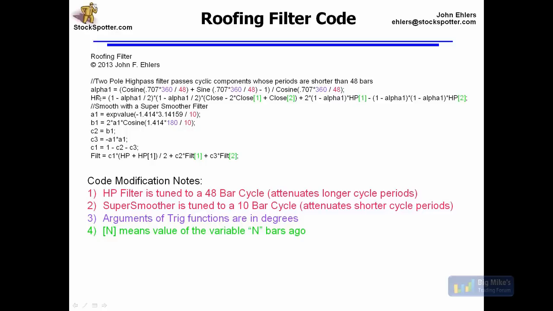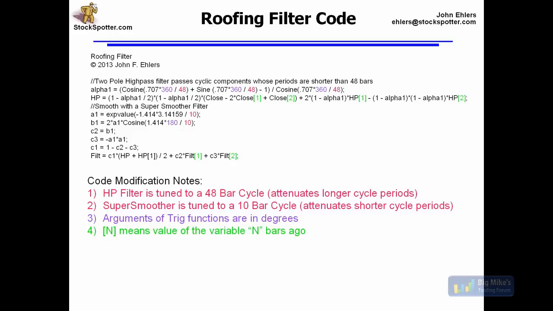Then I simply take that and compute a super smoother on the high pass. This is the same filter you saw before, except instead of using the averages of the closes, I'm using the averages of the two high passes. So now we have a roofing filter. What roofing means is that I've got a high pass filter on one side of the spectrum and a low pass filter on the other side of the spectrum, knocking out the aliasing noise. So I blocked out a segment of the spectrum that I'm interested in working with my indicator.